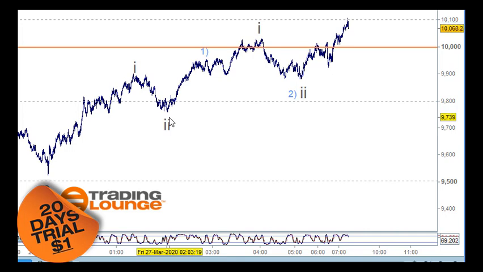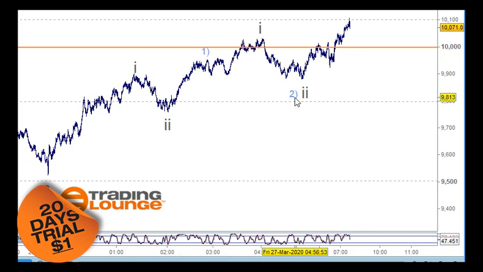This would be a nice wave 2 back. I can also count 5 waves in this little structure here as 1 and 2 and 3 and 4 and 5 in here, and then a corrective move here, then this move here. So I don't know if I should count this up as wave 1 here and wave 2 here and then wave 1 here and then wave 2 over here.